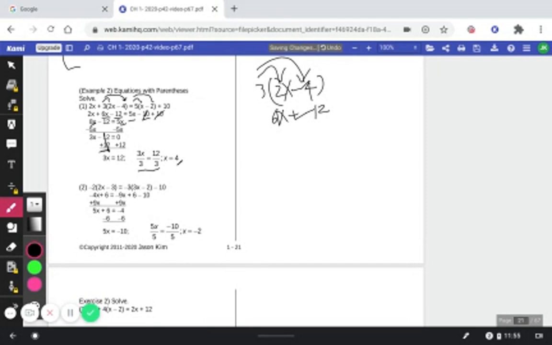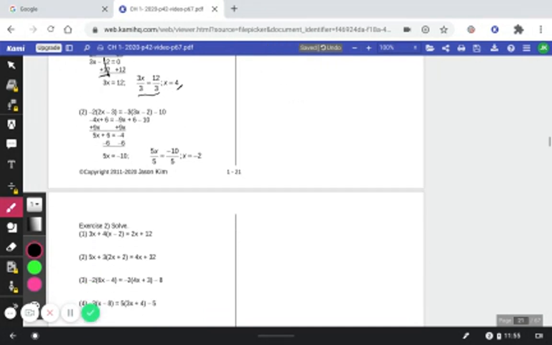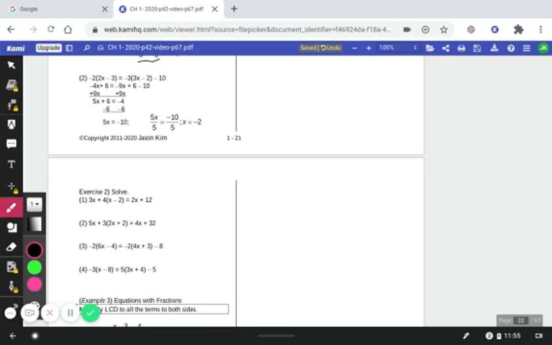Now, it's a little trickier, but you can handle it. Next one is you have a number in front of a parenthesis, but you have a negative number there. So what do you do? Well, same thing. You multiply negative 2 times 2x, which becomes negative 4x, and plus negative 2 times negative 3, that becomes positive 6. So you end up with negative 4x plus positive 6 on the left side of the equal sign. And the right side, negative 3 times 3x becomes negative 9x, plus negative 3 times negative 2 becomes positive 6.